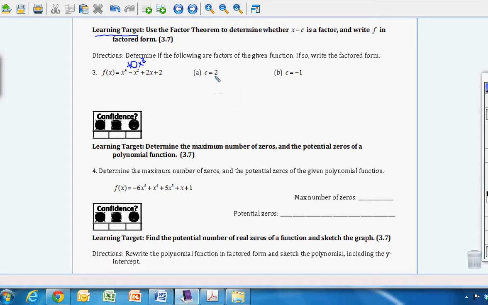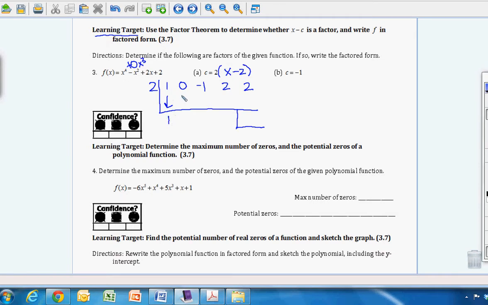So we want to see if 2 would be a factor of this polynomial, but really the factor will be x minus 2. Okay, so we're going to set up our synthetic division, putting our 2 outside, and then placing all the coefficients in front of our terms. So 1, we're going to put our 0 for our placeholder, -1, +2 in front of 2x, and our constant of 2. All right, and this remainder is going to tell us if we actually have a factor or not.